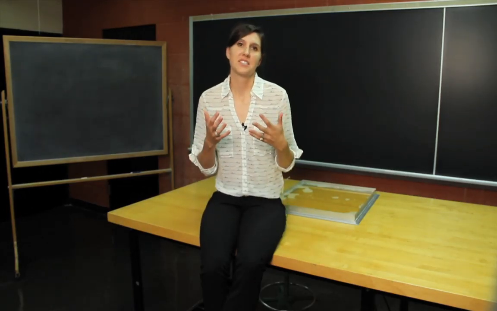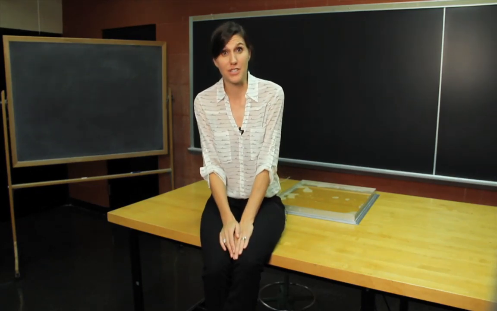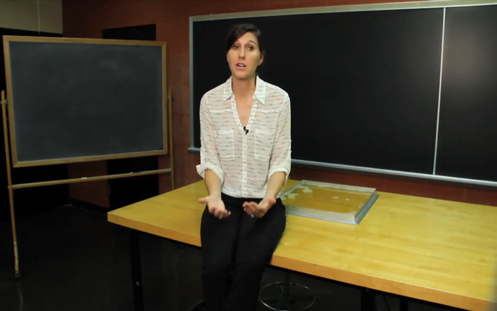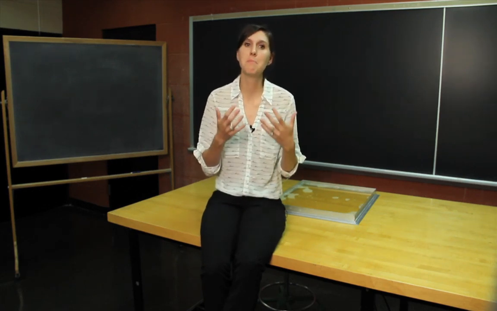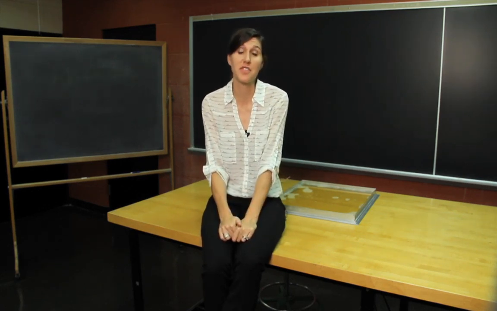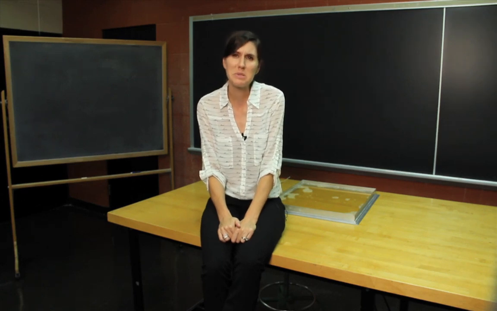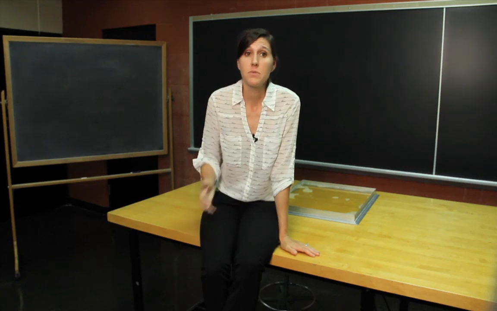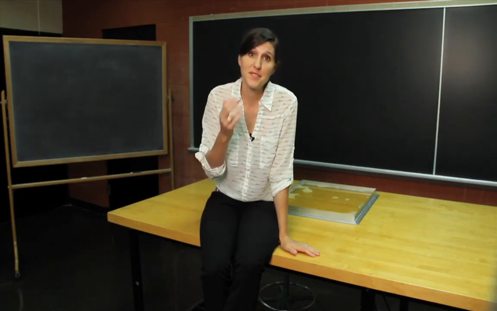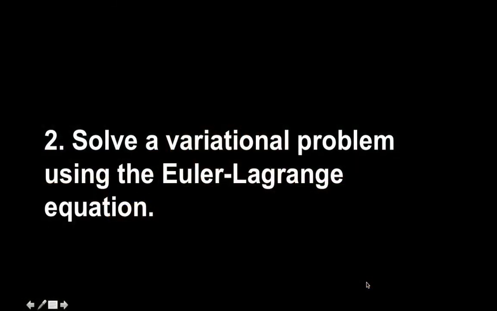In the last section, we talked a lot about setting up a functional or definite integral for our variational problem. But once we have that functional, we still need to find the minimum of the functional to get the curve at the minimum distance. So how do we do this? Let's first review how to find the minimum of a function, and then we'll talk about how to find the minimum of a functional. In the next section, we'll solve a variational problem using the Euler-Lagrange equation.